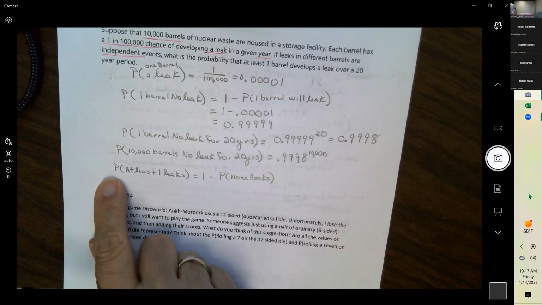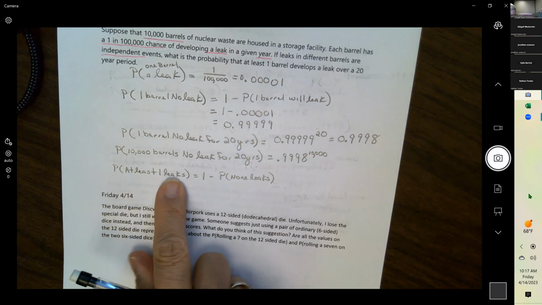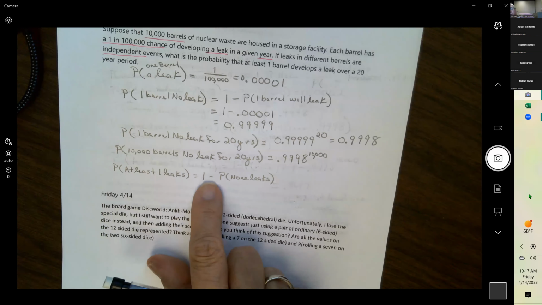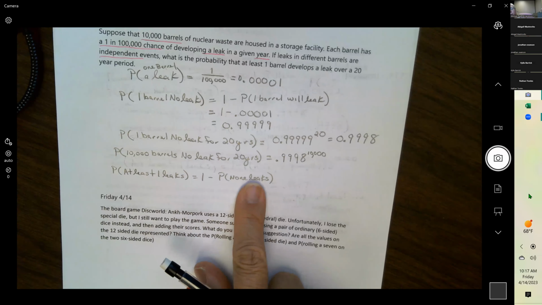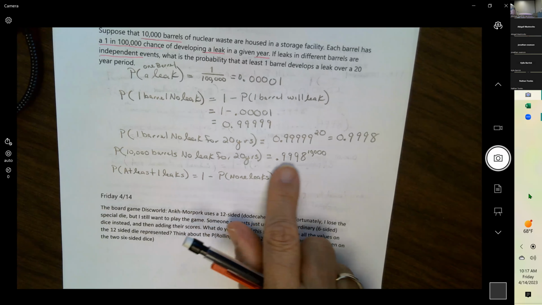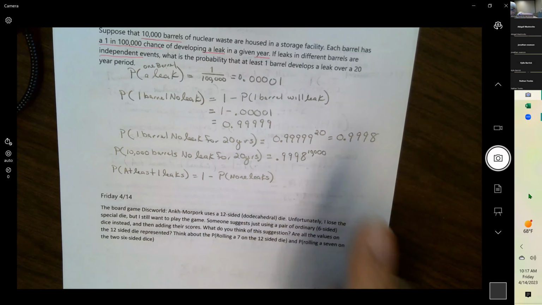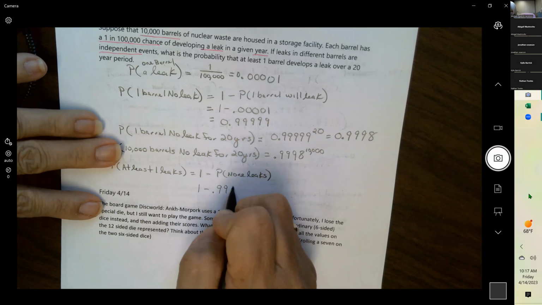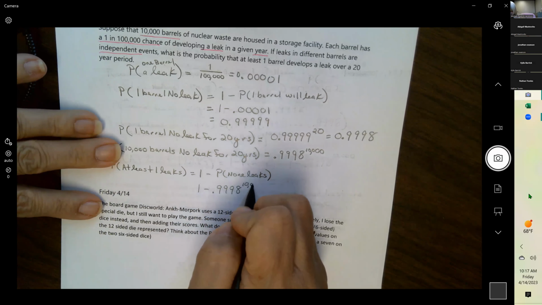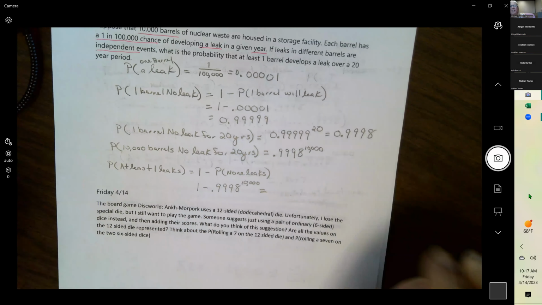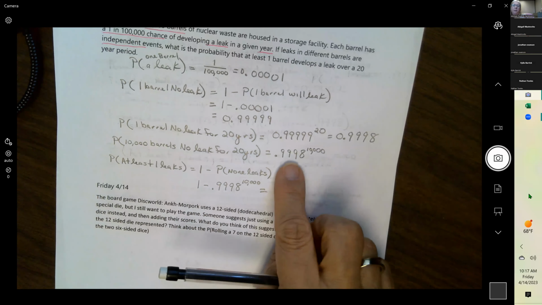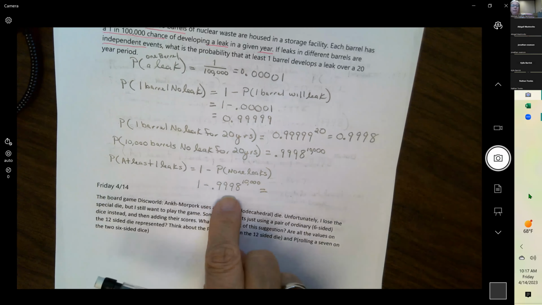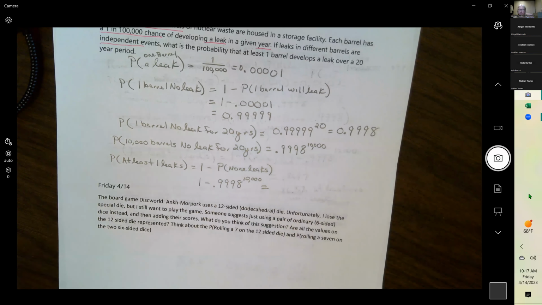So the probability that at least one of the 10,000 barrels leaks in 20 years is 1 minus the probability none of them leaks. This is the probability that none of them leak. So it's 1 minus 0.99999 to the 20th, to the 10,000. And I just didn't calculate this because then I'd have to round. I just figured plug it in here. But you could have calculated it first.